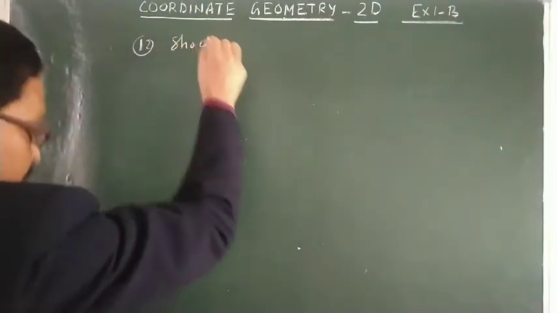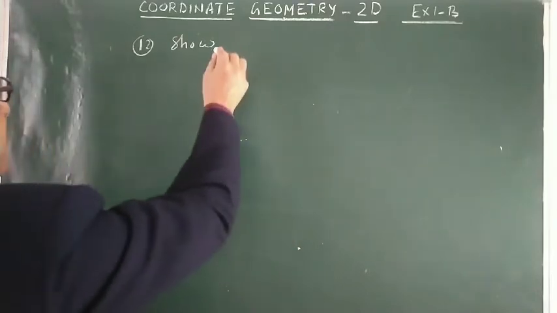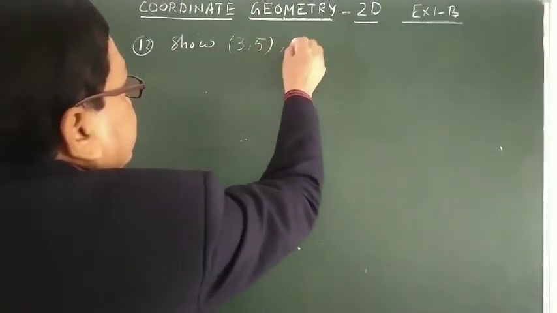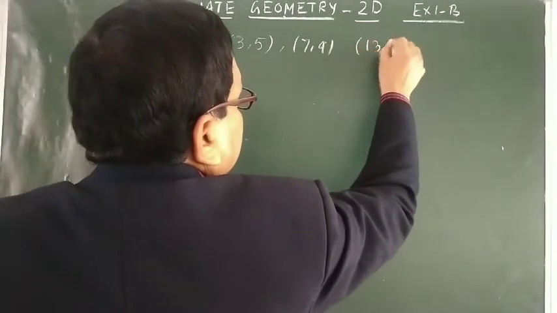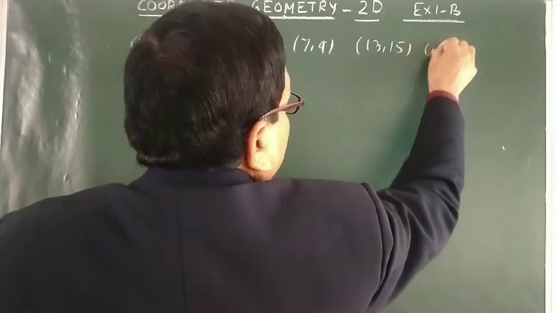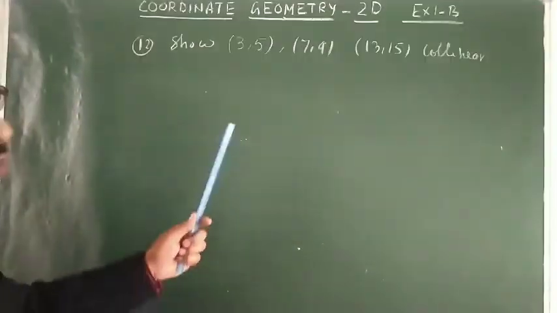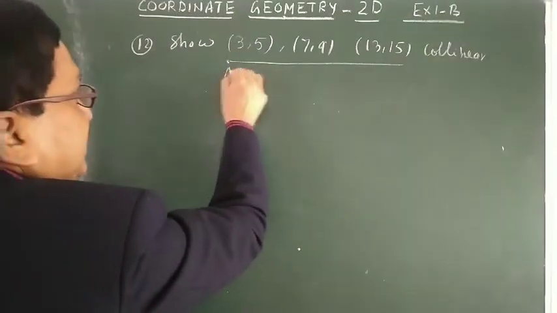So, 12. The points are 3, 5, 7, 9, 13, 15. In order to show the 3 points collinear, let the points be A, B, C.